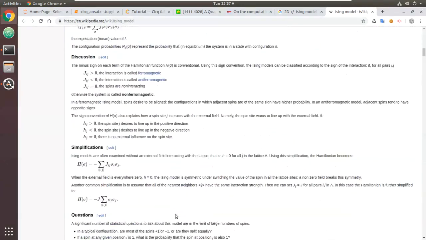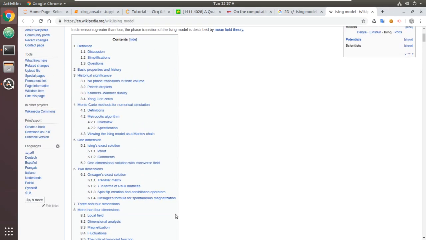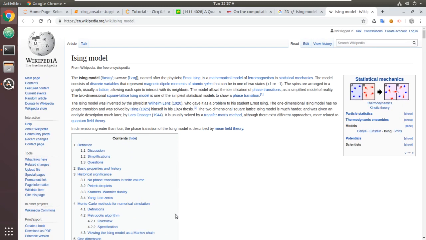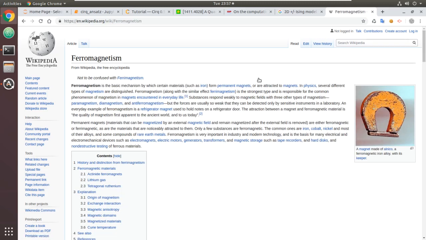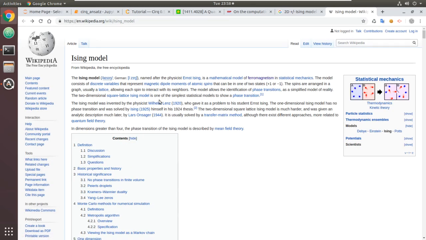But basically this whole thing is a model for ferromagnetism, the mechanism by which materials form permanent magnets, or attracting magnets. It's the strongest type and responsible for the common phenomenon of magnetism in magnets. So it's a model for magnetism. The model consists of discrete variables that represent magnetic dipole moments of atomic spins that can be in one of two states.